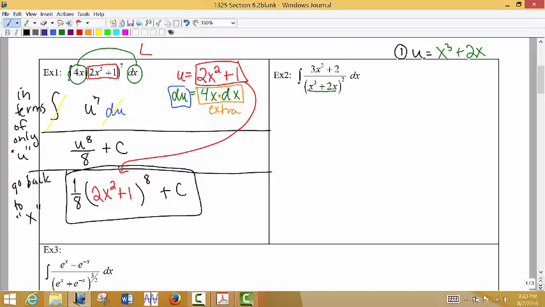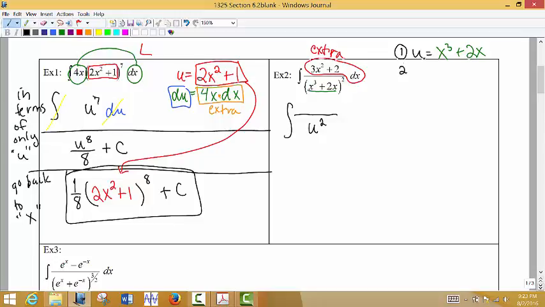Alright, so here's what we have so far. We have u squared in the denominator. Now we want to write this all in terms of u. So we have all this extra stuff floating around. We have 3x squared plus 2 times dx. And somehow I have to repackage all of that to be only in terms of u. So how are we going to do that?